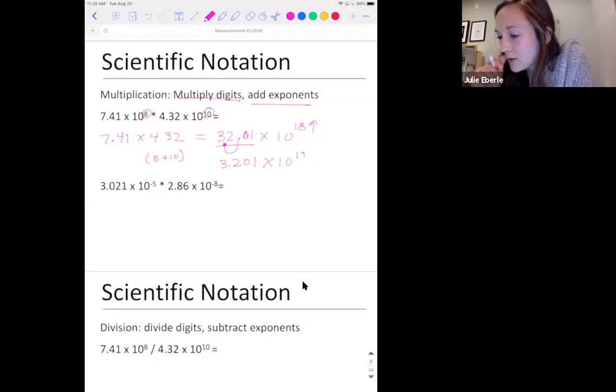And then I'm going to give you a second. Start working on the last one. Same thing here. You're just going to multiply your base digits and then you'll add your exponents. Just remember your exponents are both negative here.